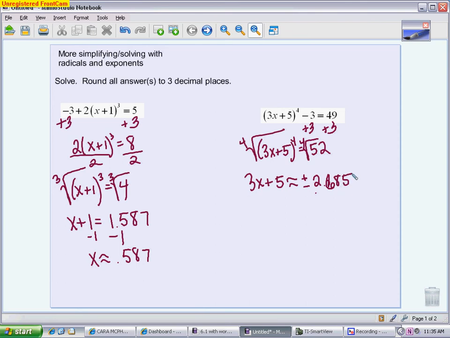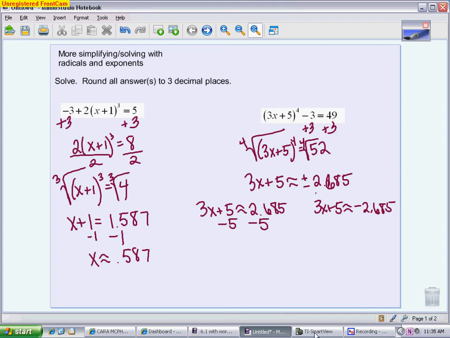Now, since I'm not done, since that's not my final answer, I'm actually going to create two branches and say that either 3x plus 5 is equal to the positive 2.685 or 3x plus 5 is equal to the negative 2.685. We'll do the positive first, so we're going to subtract 5 from both sides.